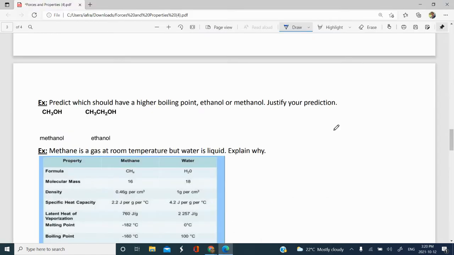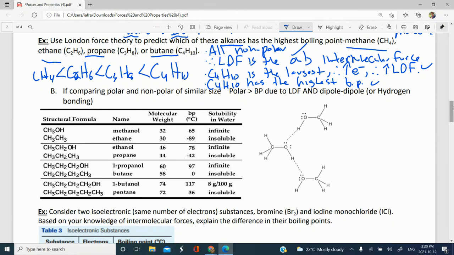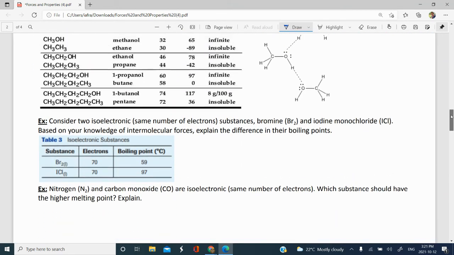So let's go to our handout first, just to make sure we understand the concepts we just did. So this is our handout. We started by comparing polar and non-polar and said that polar will generally win the game in terms of boiling point because you not only have LDF, but you also have dipole-dipole or hydrogen bonding in the case of OH, NH, and FH groups. We did a few practice problems together. So we saw this problem here where we had to explain the difference in their boiling points.